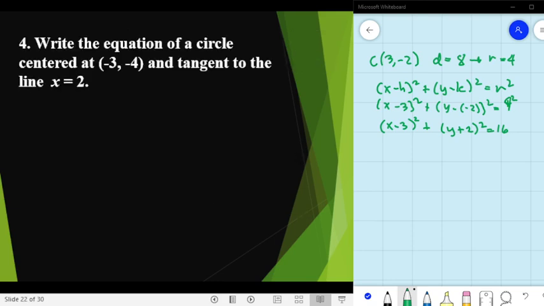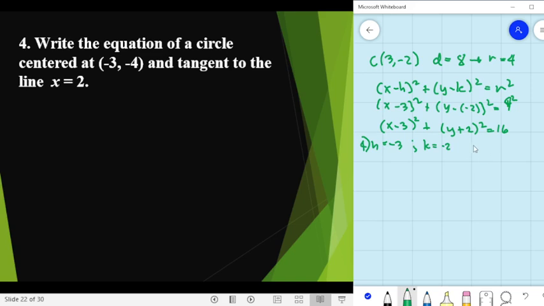Next is number 4. We are going to write the equation of a circle centered at (-3, -4) and tangent to the line x equals 2. So in this case, our h here is -3, and our k is -4, and we have also the tangent line of x equals 2.